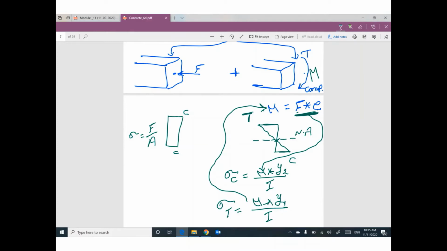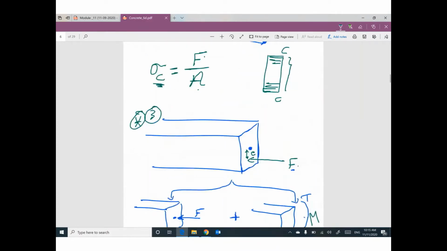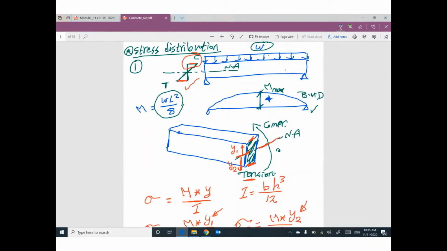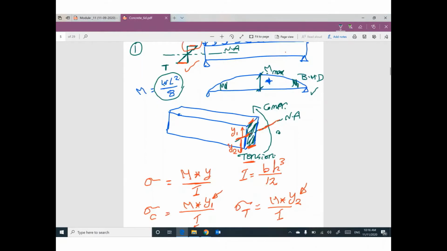So if you understand these three situations, you are almost done. If we have external force like dead load and live load, these loads will make a bending moment that looks like a parabola with a value of WL squared divided by 8. This moment will make tension at the bottom and compression at the top, and that makes sense.